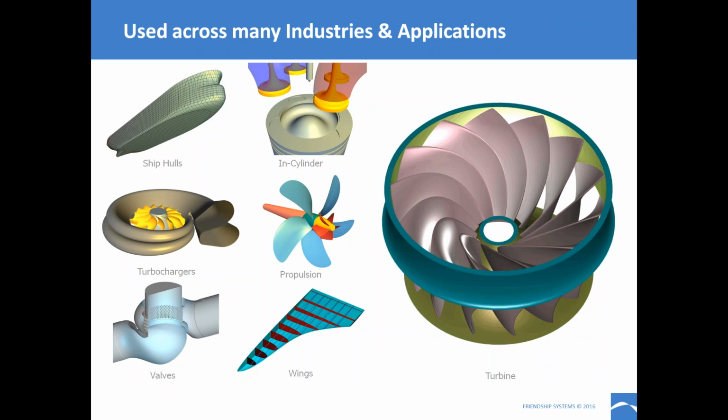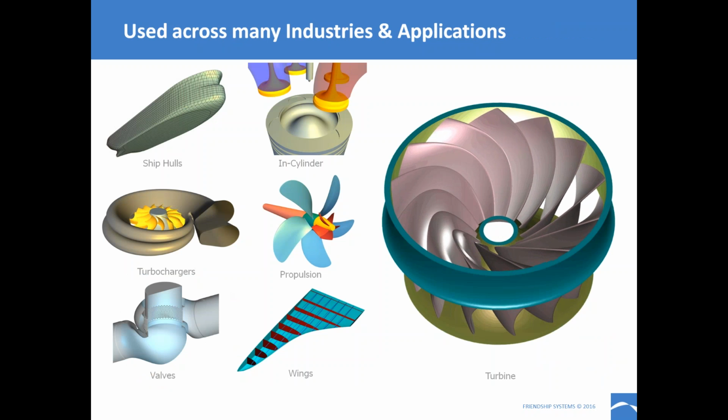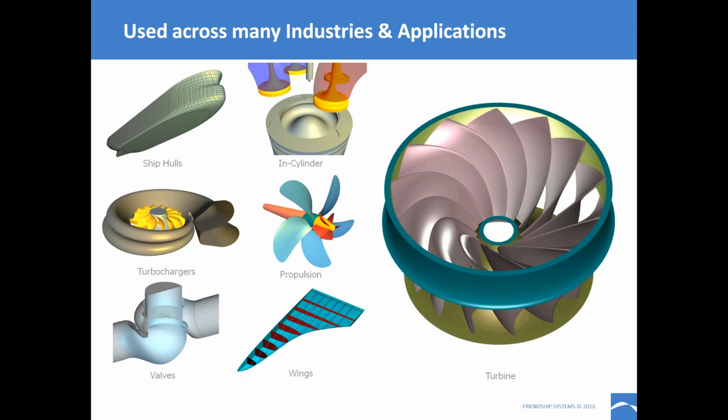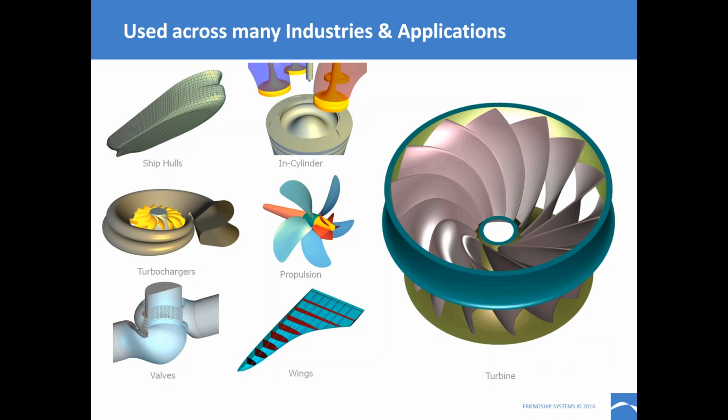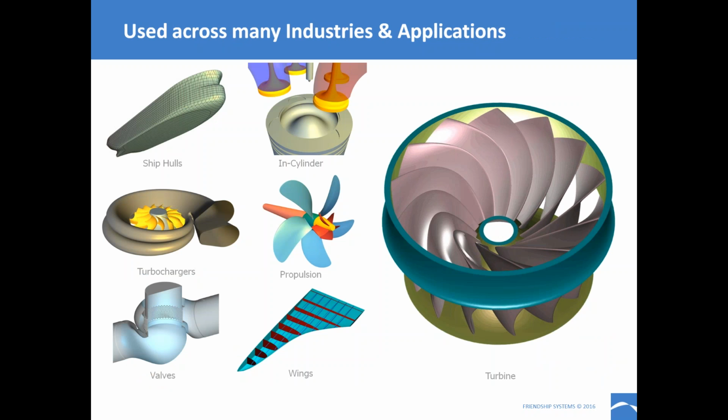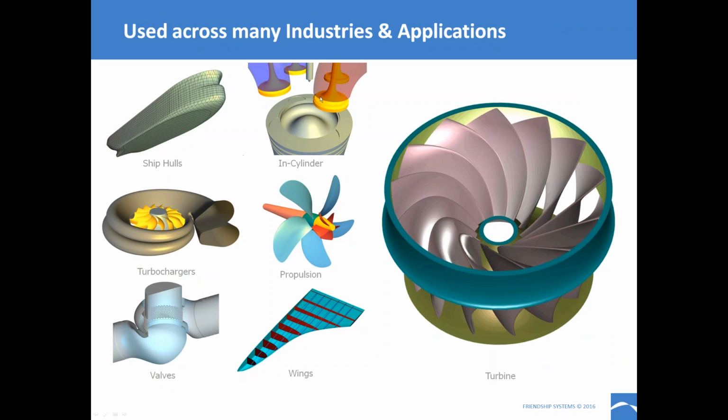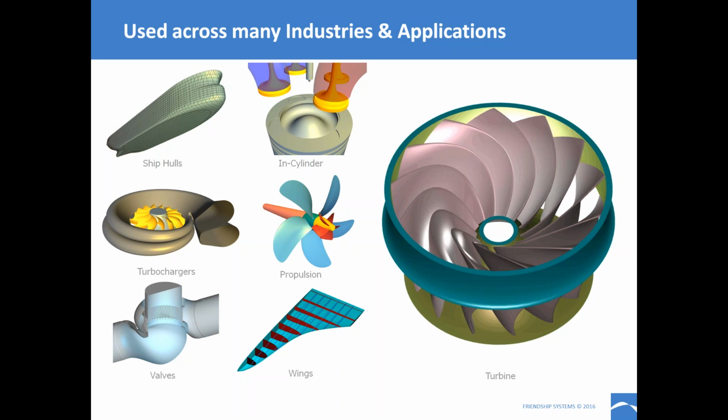CAESES is typically used on all kinds of geometries or products that are somehow in relationship with the flow. So these are products that you would like to optimize in terms of their behavior and performance within this flow. And here on the slide, you can see a couple of examples of these geometries. For example, we have ship hulls or geometries that are inside of a cylinder of a car.